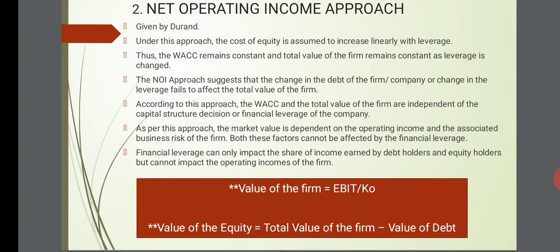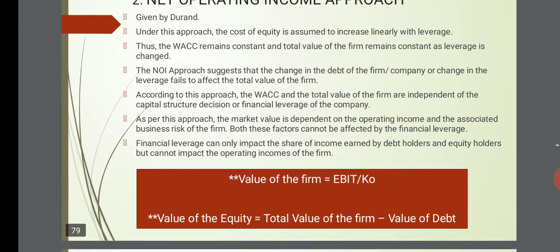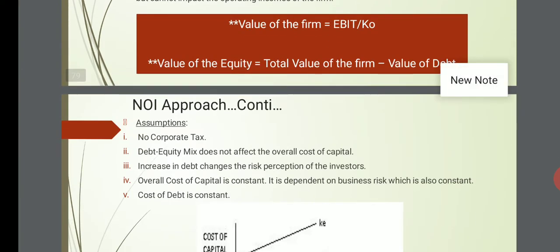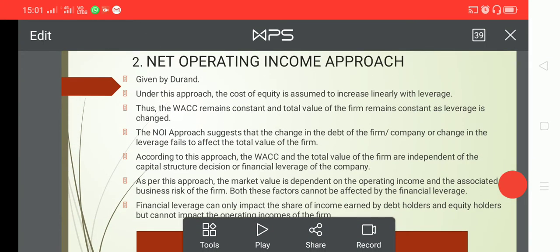So value of the firm will be EBIT upon overall cost of capital. This is the valuation of the firm. And the value of equity will be total value of the firm minus value of the debt. So it says that by increasing the debt component, you cannot vary the overall valuation of the firm, because as soon as the debt increases, the leverage, the risk of the firm increases.